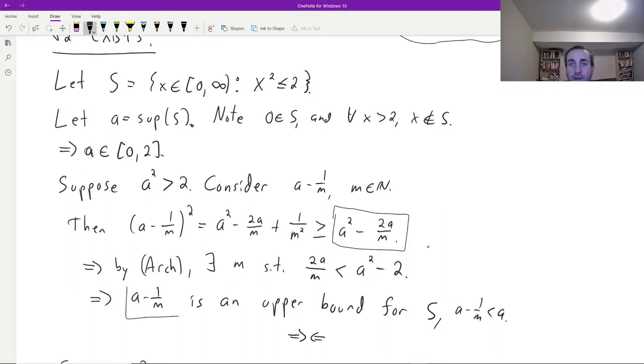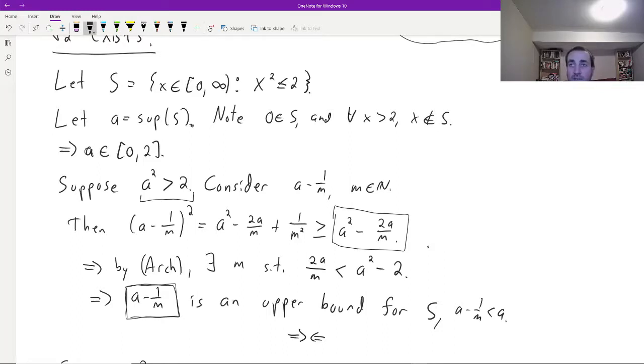And therefore, A minus 1 over M itself is an upper bound for S, and of course, it's strictly less than A. Okay, so what have we done? We've shown the following. If A squared is strictly bigger than 2, then there's this other number, A minus 1 over M, that's still an upper bound for S, and it's less than A. Therefore, A was not the supremum to begin with. So we've gotten a contradiction.